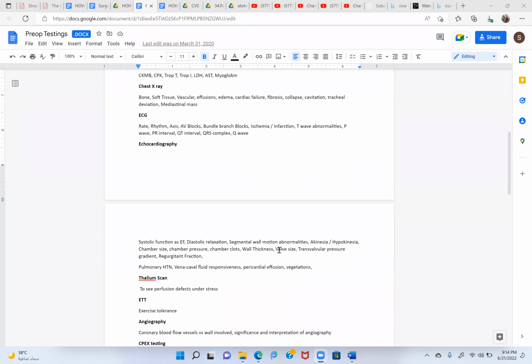And if they are talking about mitral stenosis, so it is valve size and transvalvular pressure gradient and regurgitant fraction. Okay, regurgitant fraction. And then they say the pulmonary hypertension, they see the pressures, and then something important, vena cava fluid responsiveness. Okay, vena cava fluid responsiveness by seeing the vena cava compressibility.